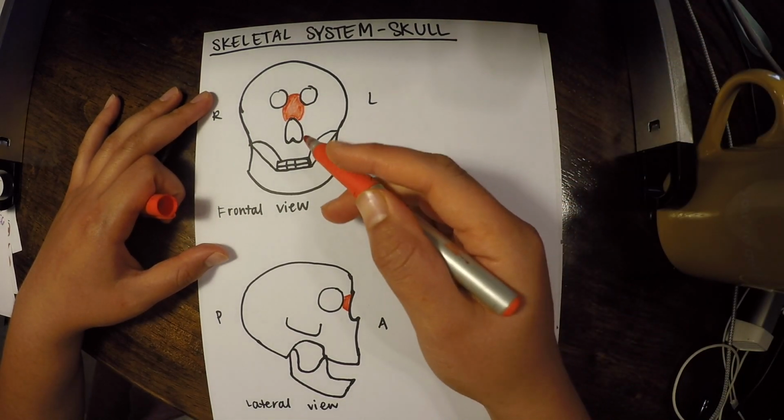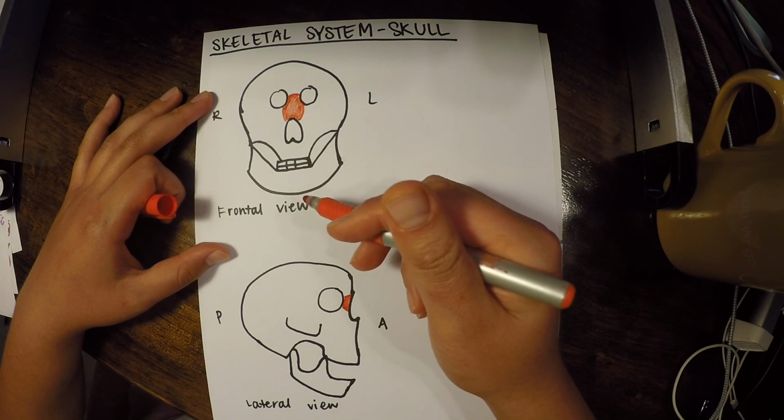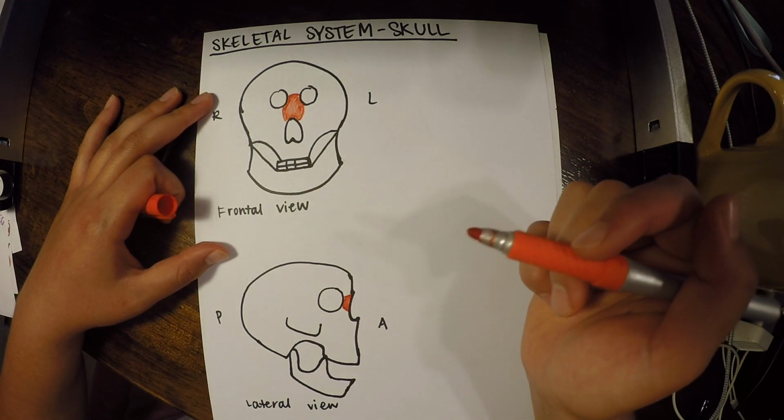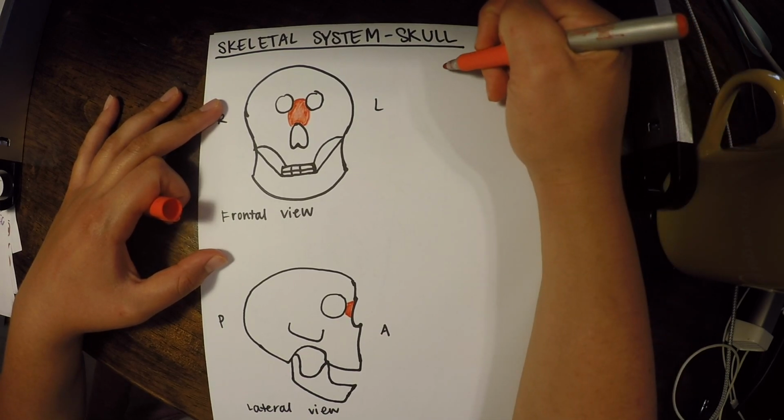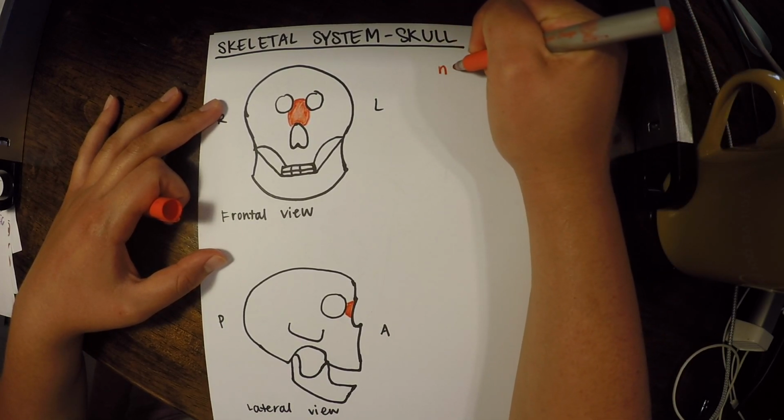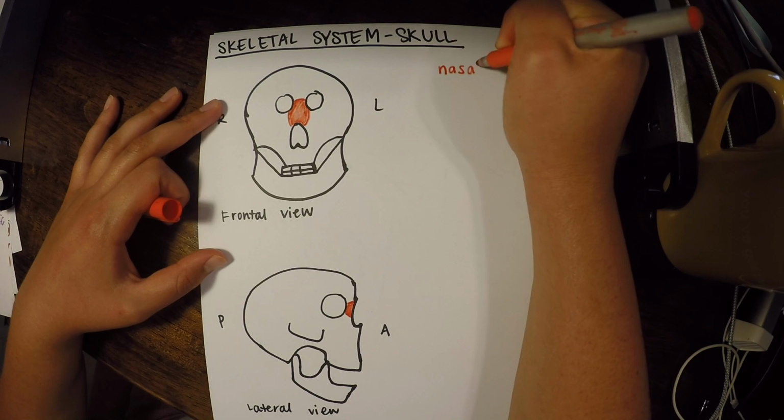Now, I'm just going to write it off to the side. Remember, our color is always going to be associated with a different part of anatomy, and I'll write the name that that color is associated with to the side. So that's going to be our nasal bone.